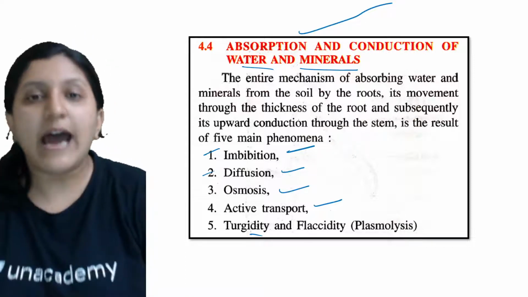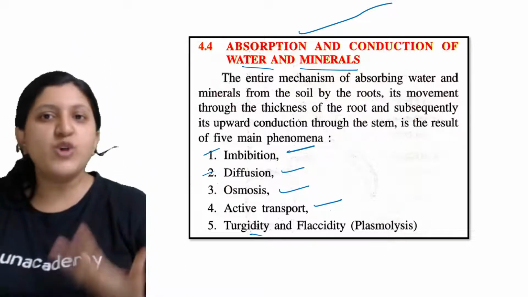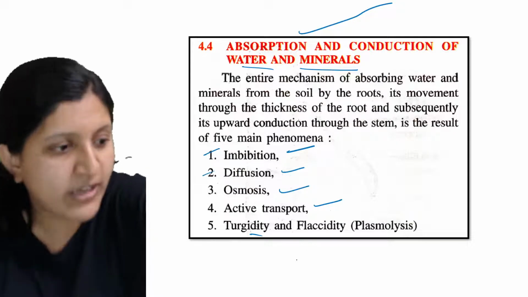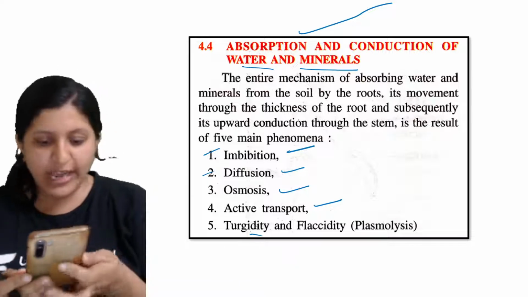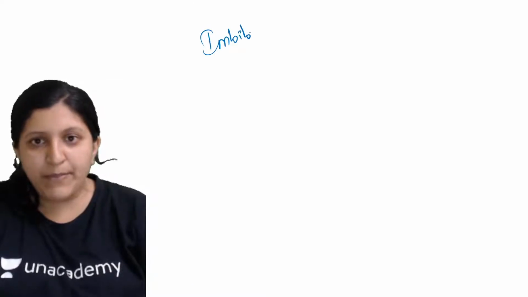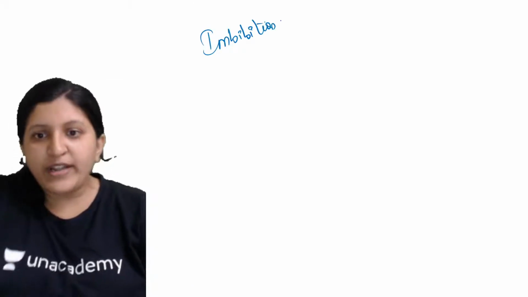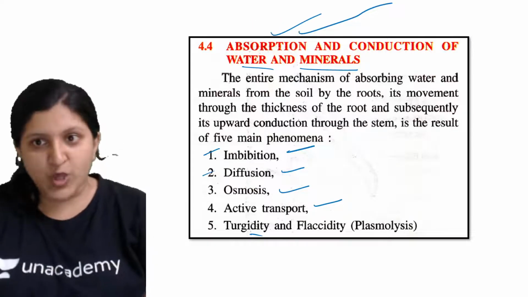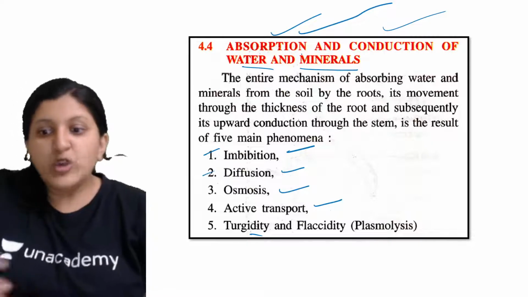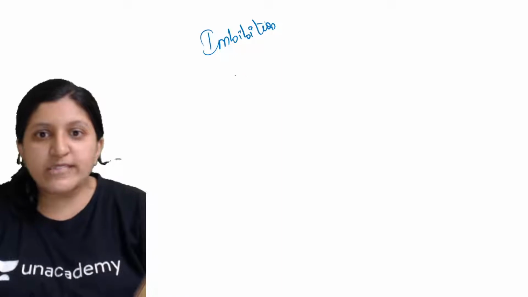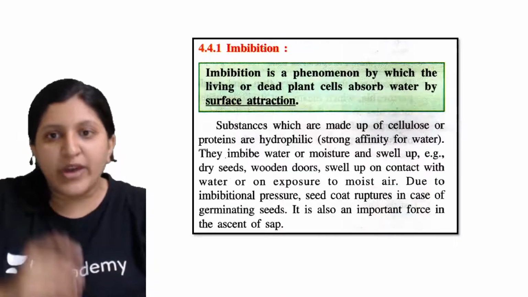Now the entire mechanism of water absorption and mineral transport is basically dependent on imbibition. Any idea what exactly imbibition is? Any of you here? There is a term called imbibition. The imbibition process occurs for the absorption and conduction of water. In that case there is a surface attraction that you can see.